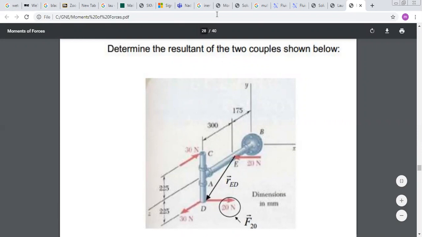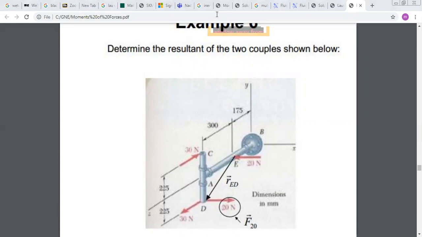So if I take now the first couple, okay, I have a force of 30 Newton parallel to Z and an opposite force of 30 Newton also parallel to Z. And as you can see, these two forces are in plane YZ. Because these two forces are in plane YZ, they will produce a moment about which axis? X. Very good, x-axis. If you do the right-hand rule, can you tell me if the moment is positive or negative?